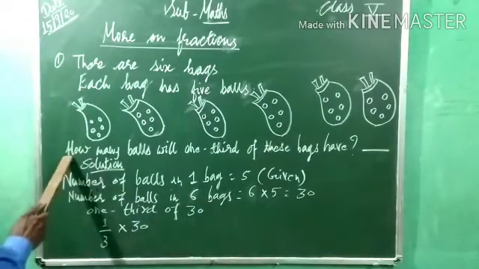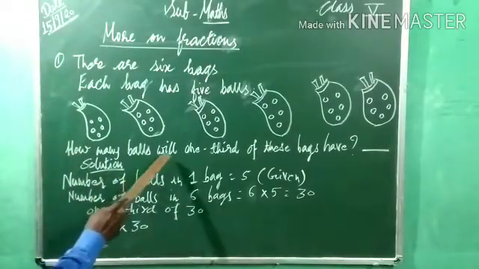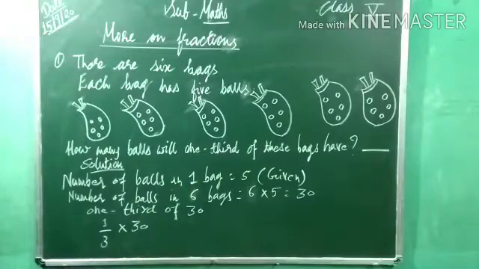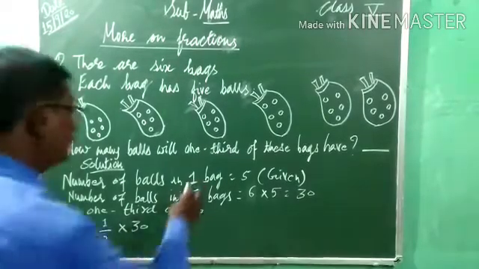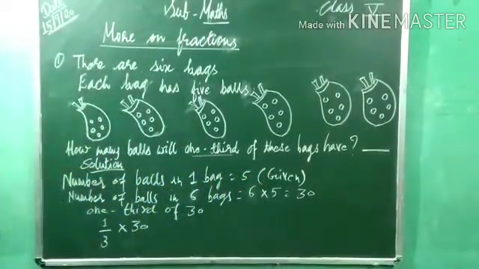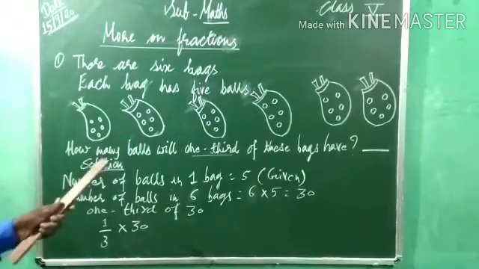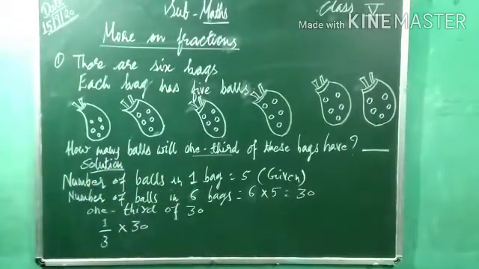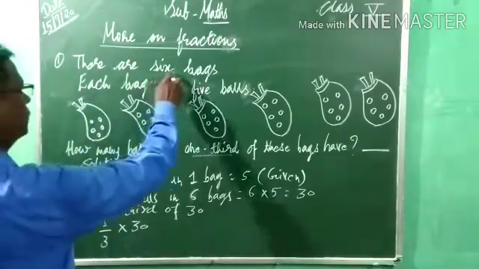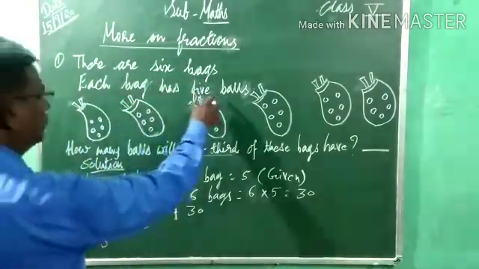Now here what is asked: how many balls will 1/3 of these bags have? Here a fraction is given, 1/3, of these bags. We have to find how many balls 1/3 of these bags have. So look at what is given. There are 6 bags, each bag has 5 balls.